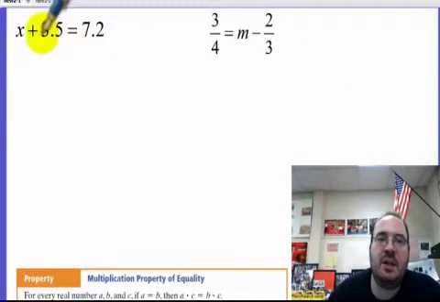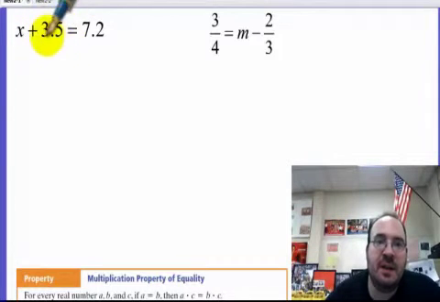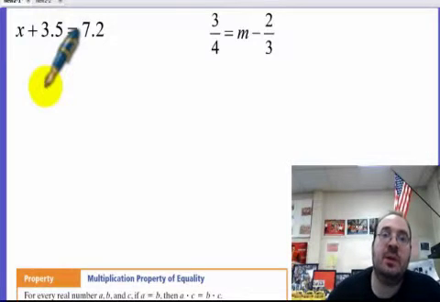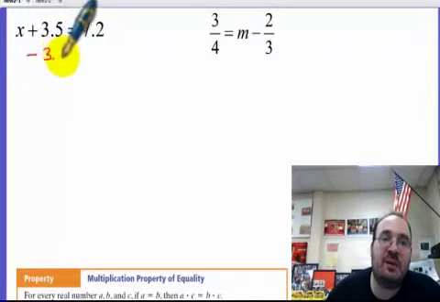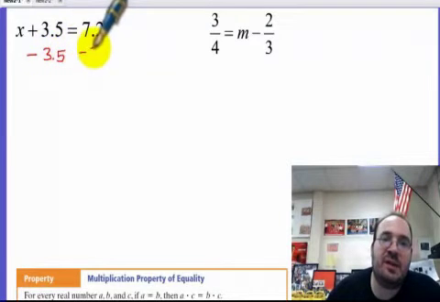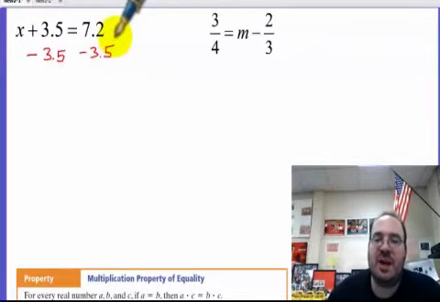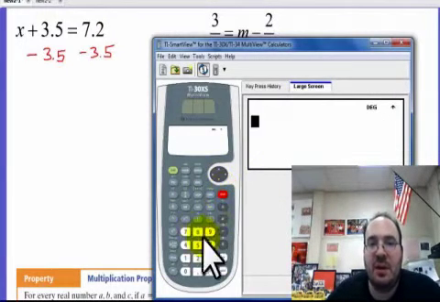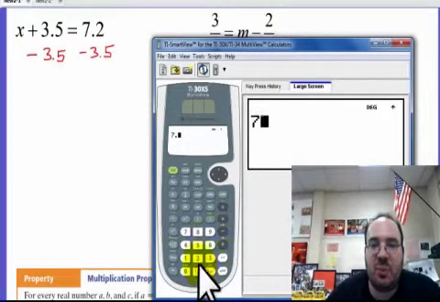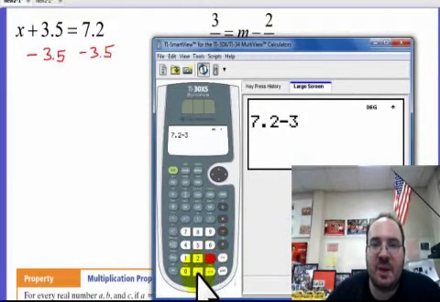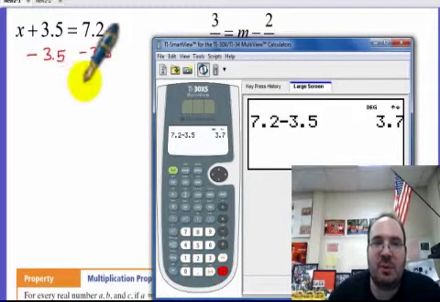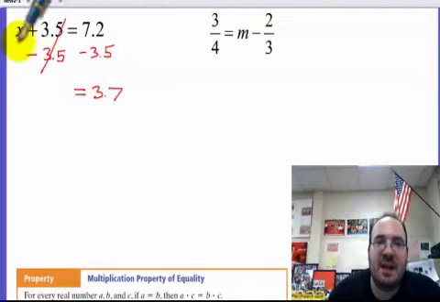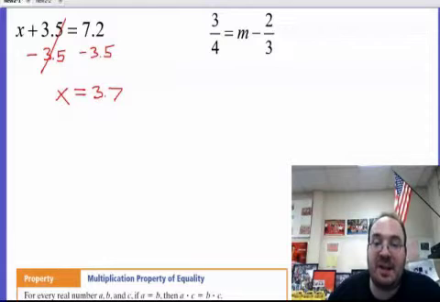Okay, let's do another problem here. I've got x plus 3.5 equals 7.2. So what's the opposite of add 3.5? You got it. Subtract 3.5. So I will do that from both sides. Always do it to both sides of the equation. You got to balance the scale. Okay, and for this one, if you want to, you can actually use your calculator. So I have 7.2 minus 3.5 equals 3.7. Those 3.5s cancel, and I get 3.7 on the other side. And x is now isolated by itself.